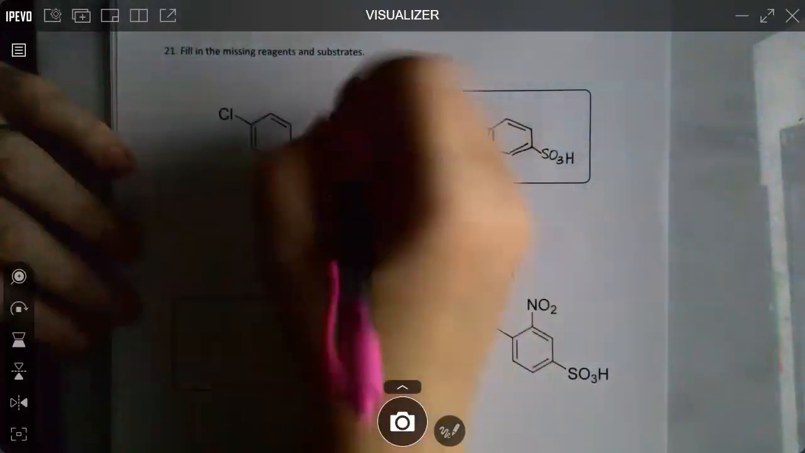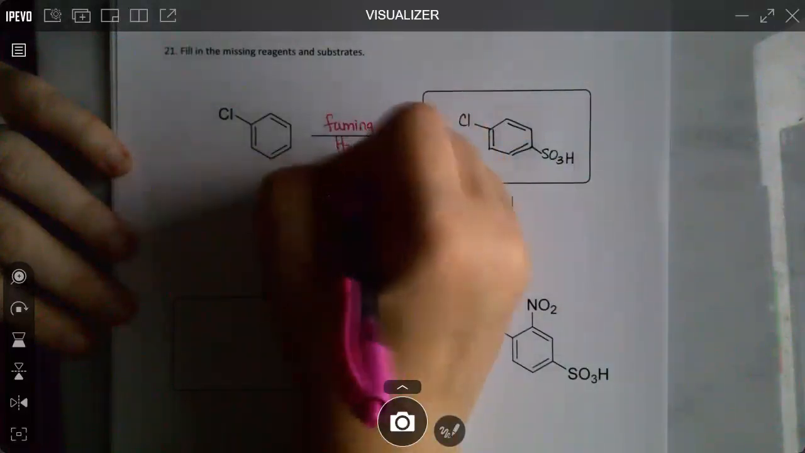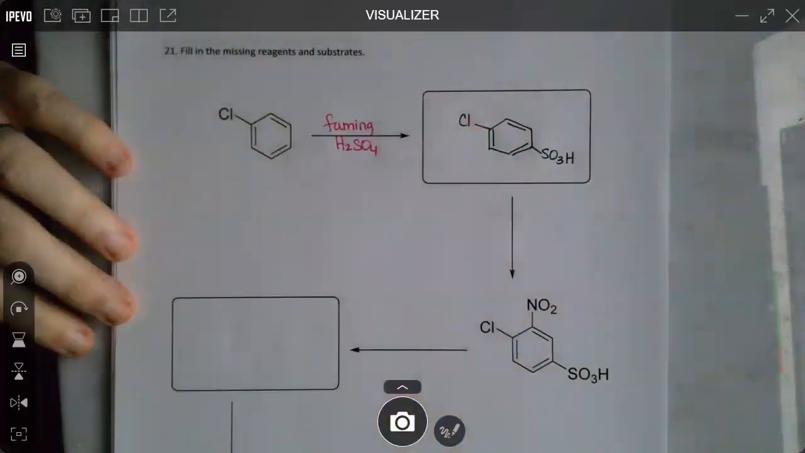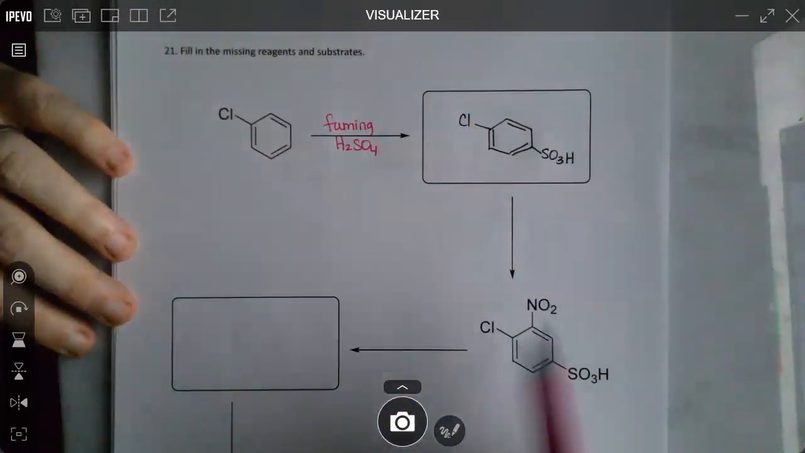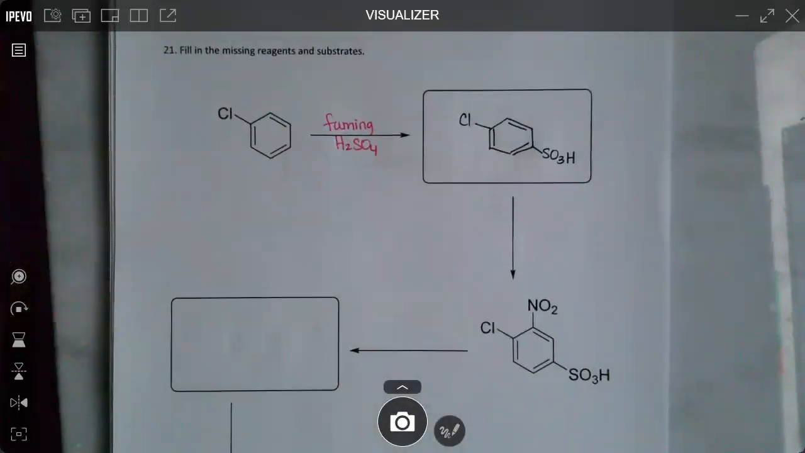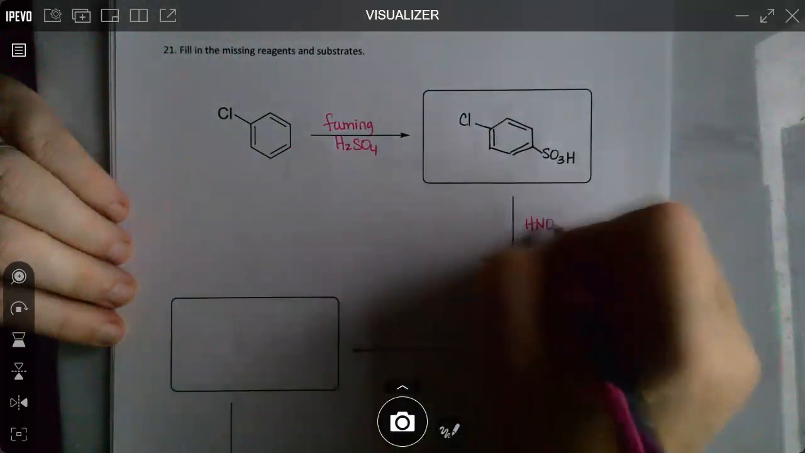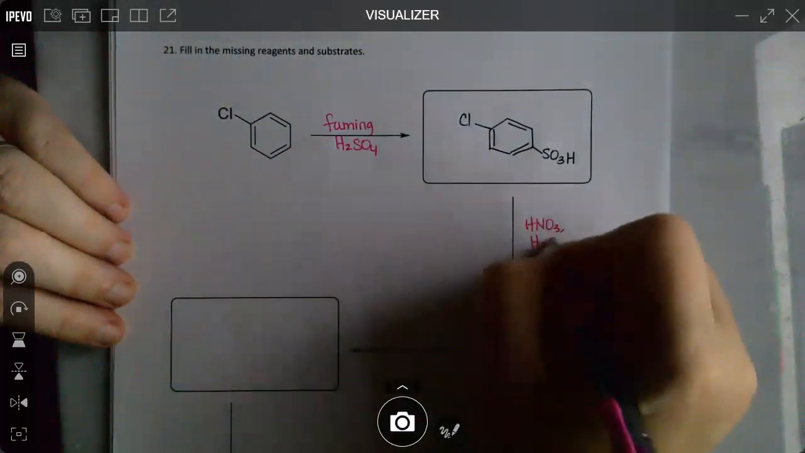And we'll introduce that with fuming sulfuric acid. And then the nitro group will be directed ortho to the chlorine and meta to the sulfonic acid. And that will be introduced through nitric acid and sulfuric acid.